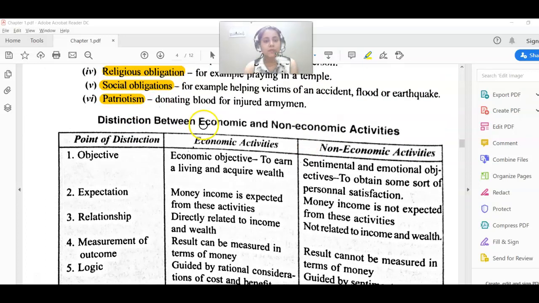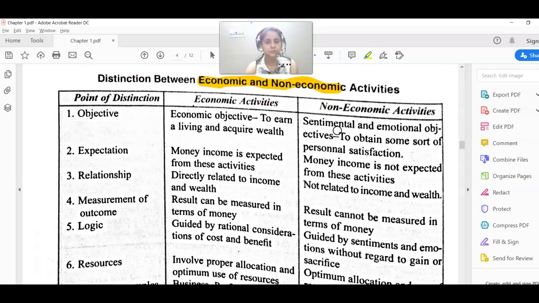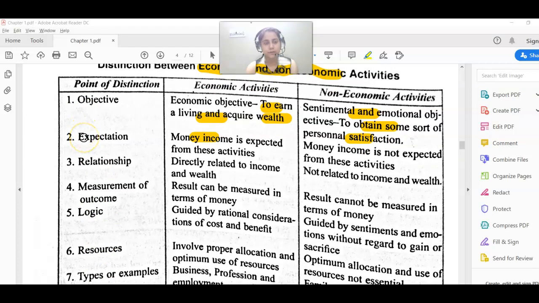Okay, economic and non-economic activities and their difference is a very important topic. You can expect a question. This whole chapter is very important. You can get a question on any topic out of it, and you will definitely get a question from this chapter. The objective of economic activity is to earn a living and acquire wealth. The objective of non-economic activity is sentimental and emotional, to obtain some sort of personal satisfaction. So when you write this answer, do give these seven points. Point of distinction is very important. You have to give these sub-points.